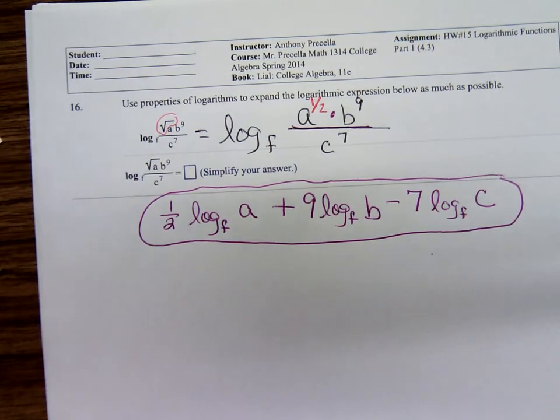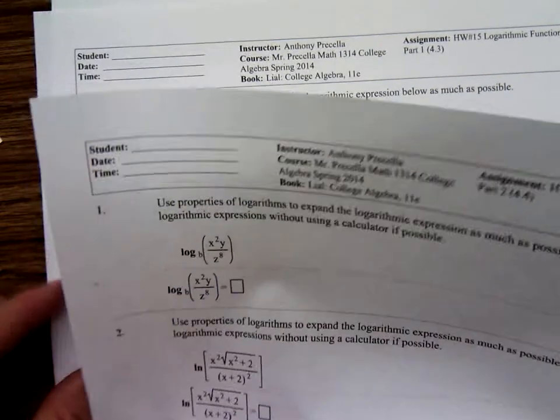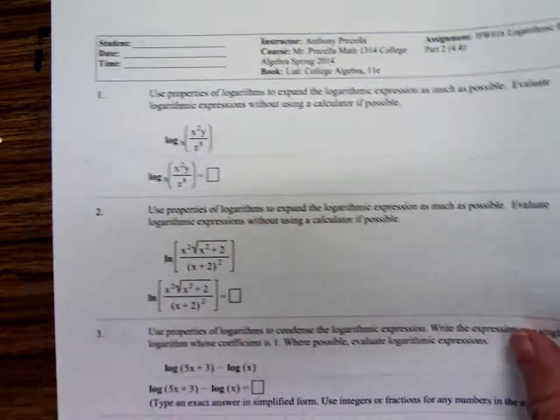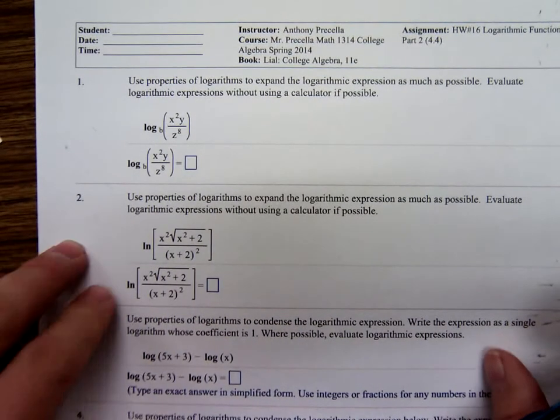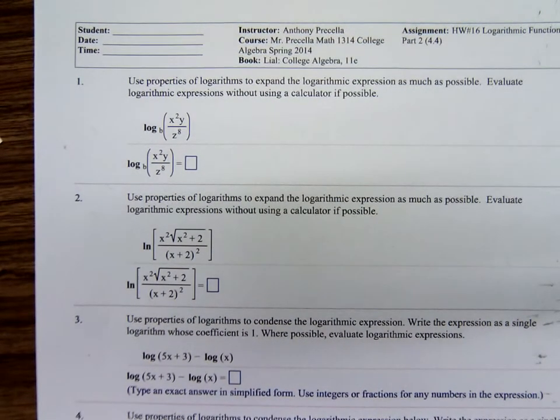Let me see. Do I have some more for us to do here? That's the end of that assignment. And the next assignment, let's look at it. See if it's something we could do. Number 1 here. Yeah, it's something we can do.